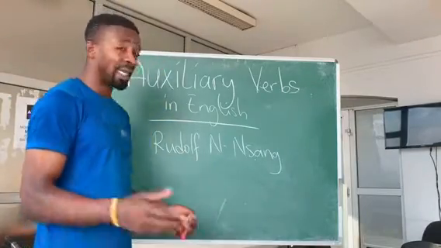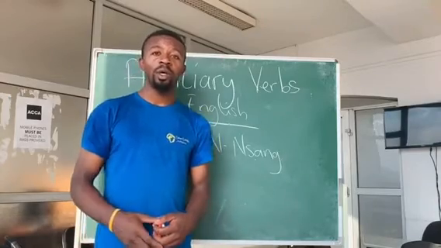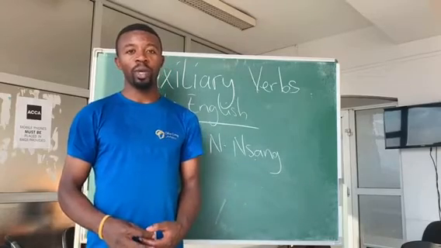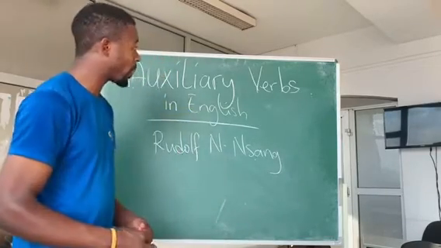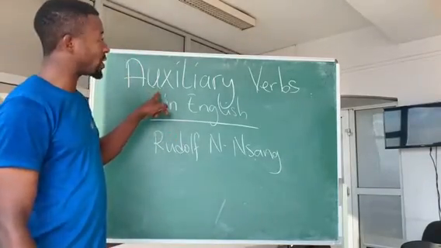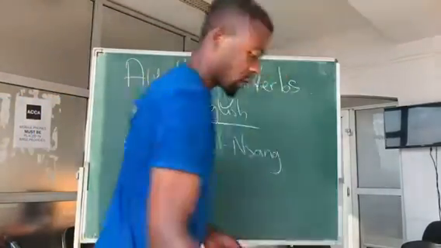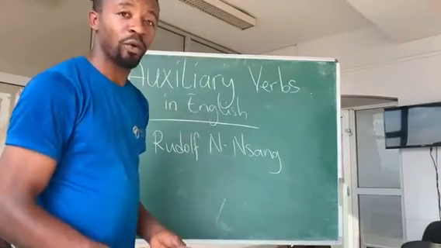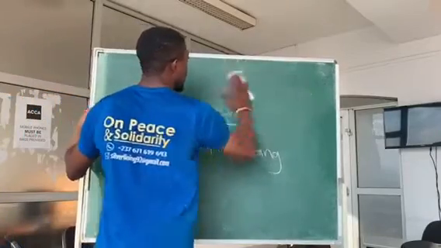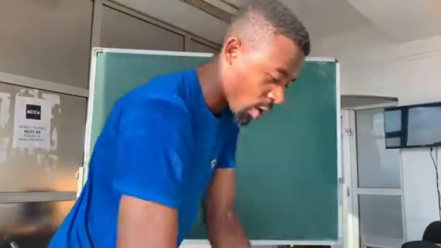So, last week we talked about verbs and verb tenses in English language. We looked at aspect and time and how they contribute to make up verbs in English language. So today, we are going to move one step ahead to talk about auxiliary verbs in English language.